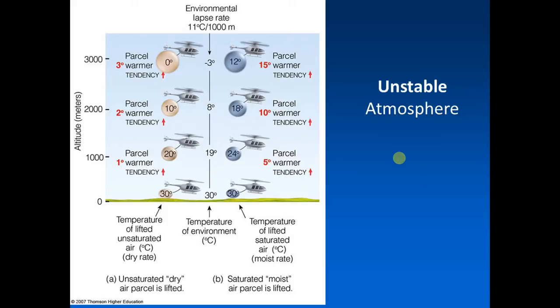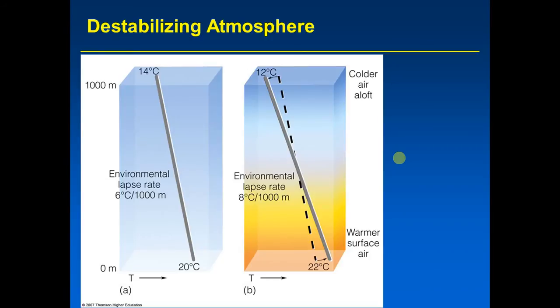This represents an unstable atmosphere, because whether the parcel is saturated or unsaturated, given an initial push upward, it has the tendency to rise because it's warmer than the environment. Whenever the environmental lapse rate is greater than the dry adiabatic lapse rate, the atmosphere is said to be unstable. Again, when the environmental lapse rate is greater than the dry adiabatic lapse rate, the environment is said to be unstable, because if the environmental lapse rate has a larger value than the dry adiabatic lapse rate, then it's greater than both dry and moist lapse rates. So whether the parcel is saturated or unsaturated, it's going to be unstable. How can the atmosphere be made more unstable? By doing the opposite of what makes the atmosphere more stable: by warming the surface air or cooling the air aloft.